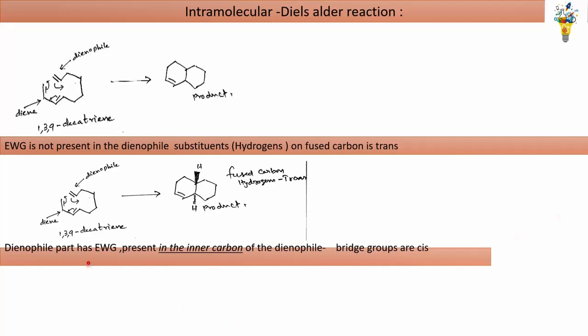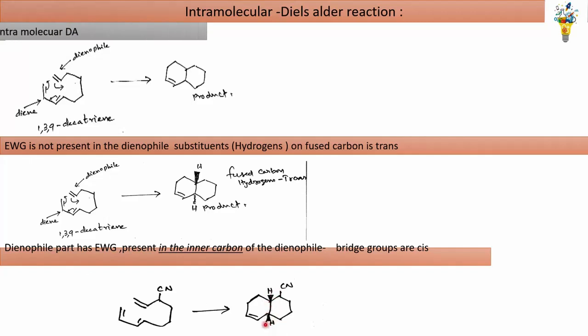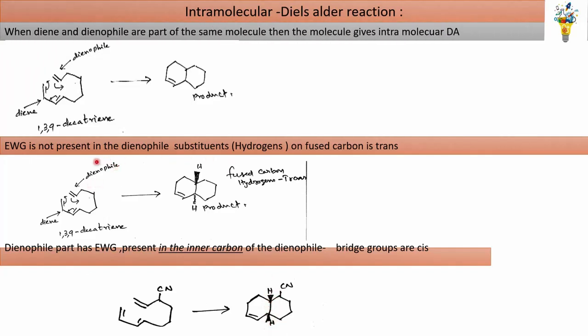The dienophile part has an electron withdrawing group in the inner carbon. See this example, the cyanide group, this electron withdrawing group is present in the inner part of the dienophile part. What is the product you get in the adduct? The fused hydrogen atoms are in the cis position. So both hydrogens are cis. When the dienophile does not contain any group, in the adduct the fused substituents are trans. Here the fused substituents are cis.